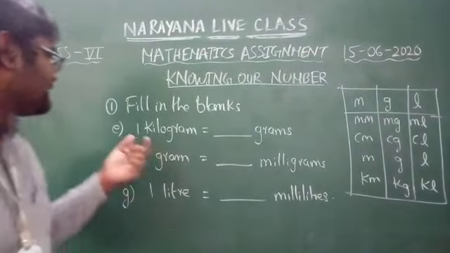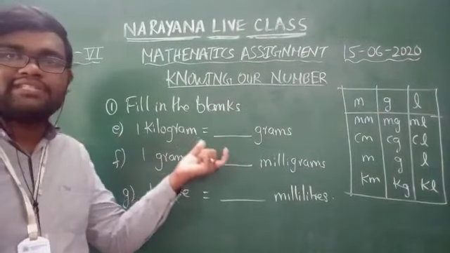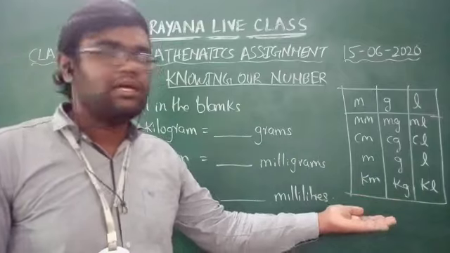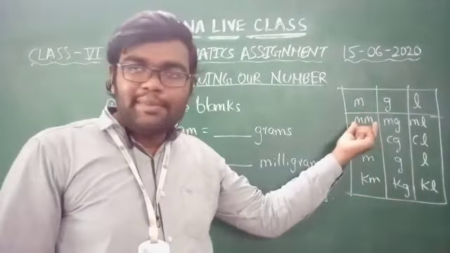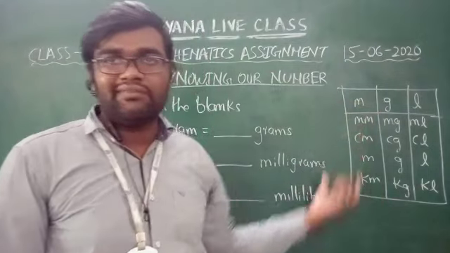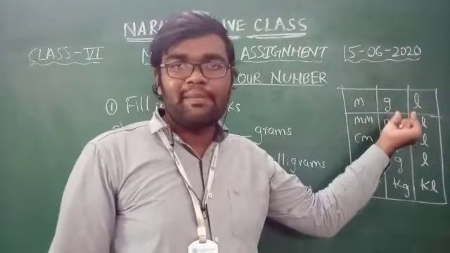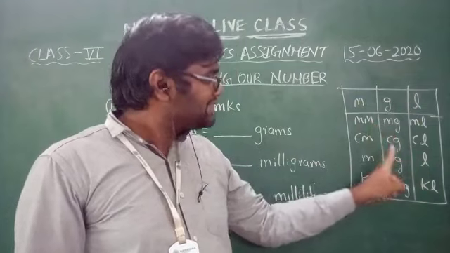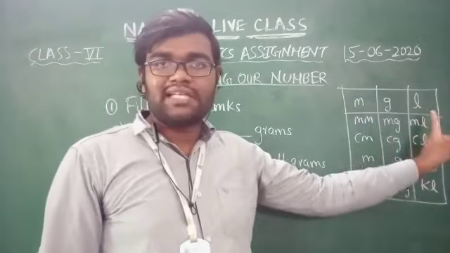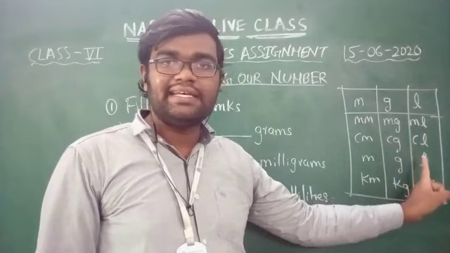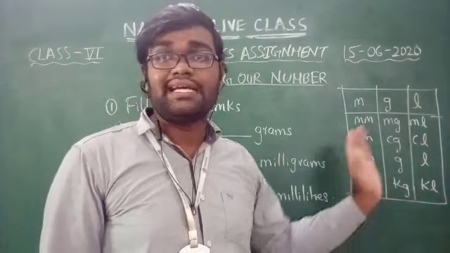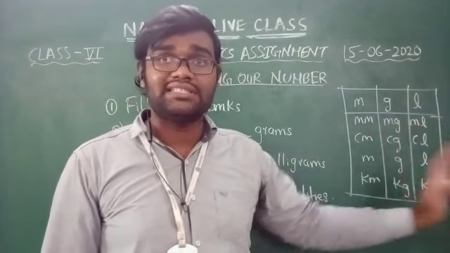Okay, students. Next problem is 1 kilogram is equal to dash grams. Before going to grams, I want to discuss this small table. In terms of length, the order is millimeter, centimeter, meter, kilometer. The same thing in grams also: milligram, centigram, gram, then kilogram. Then in terms of liters also: milliliter, centiliter, liter and kiloliter. So in terms of conversions, it is similar.